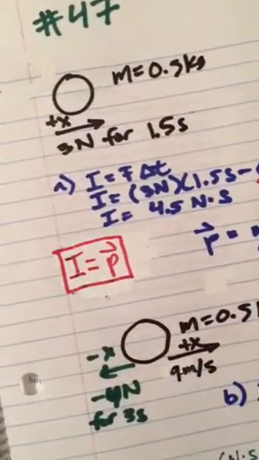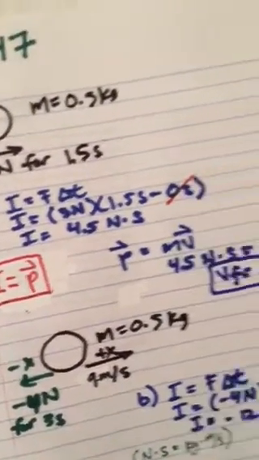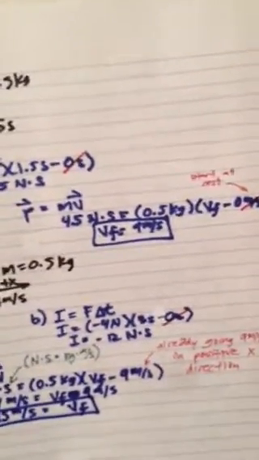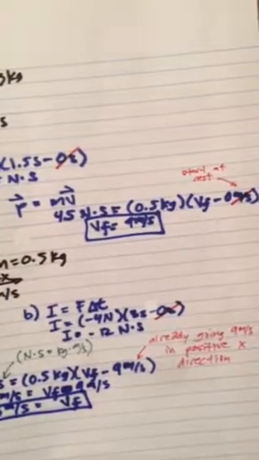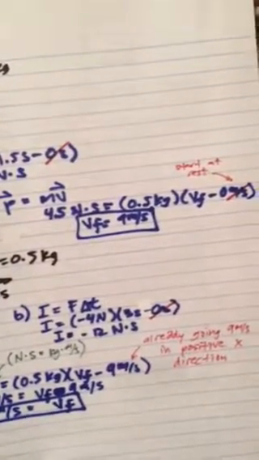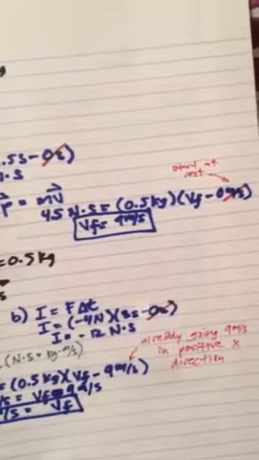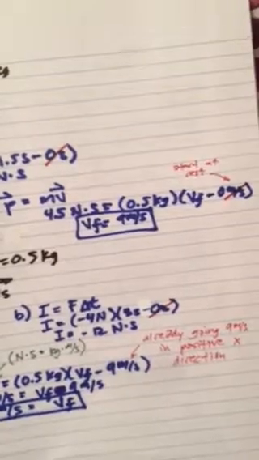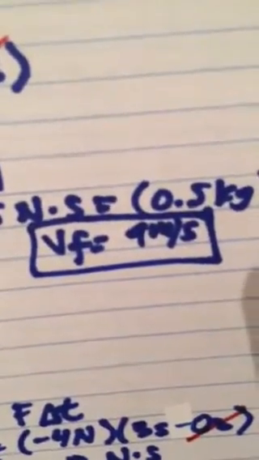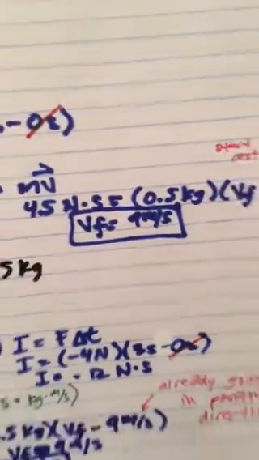Now, impulse equals change in momentum, so I plugged in the formula of momentum equals mass times the change in velocity and plugged in those values. And the object starts at rest, so we can also disregard that. This is just 0 meters per second. And we can solve for the final velocity of 3 meters per second. So that's the end of part A.